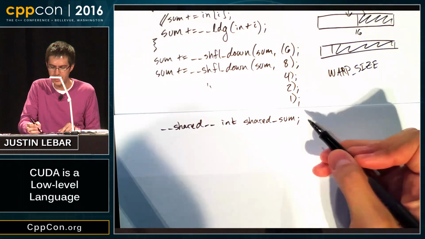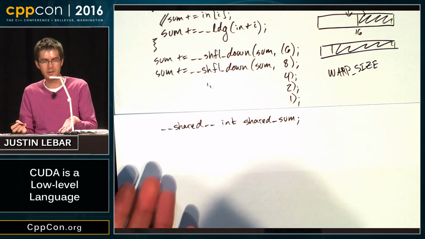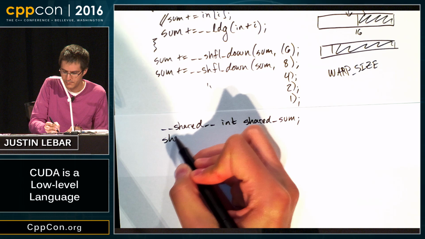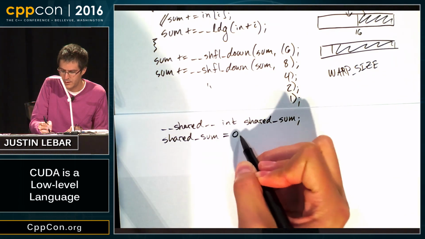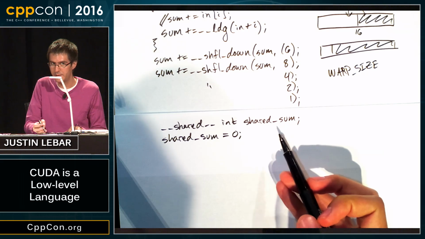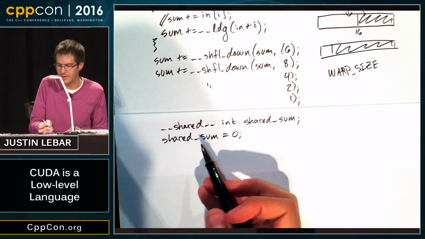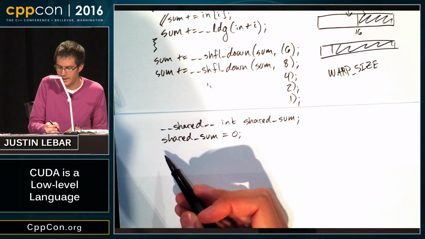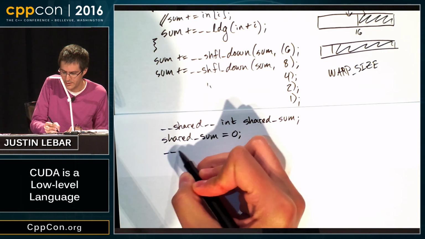I can't initialize the shared memory. I can't say shared sum equals 0. That's not allowed by the language. So the first thing I have to do is put 0 into this thing. So here's one way I could do that. Oh, by the way, this thing is not a vector. This is just one int. If I didn't have shared, it would be a vector, but because I have shared, it's just one int living somewhere in memory. Okay, so now every thread is going to write 0 into this thing, and then I'm going to call another intrinsic.